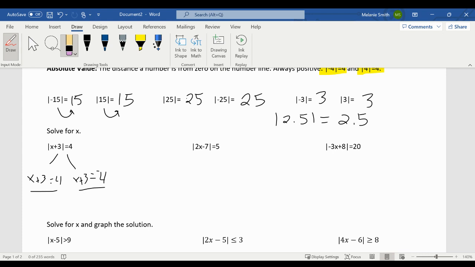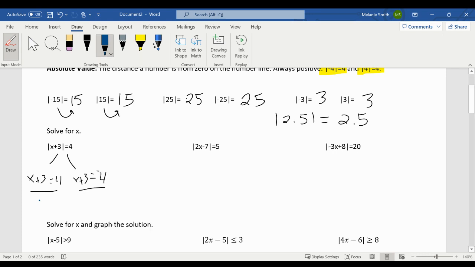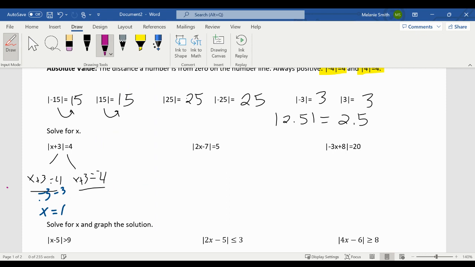All right, so I'm going to solve each of those equations separately. So x plus 3 equals +4. I'm going to subtract 3 on both sides, and I get x equals +1. And then if I come over here and subtract 3 on this one, I'm going to get x equals -4 minus 3, which is a bigger negative, so it's going to be -7.